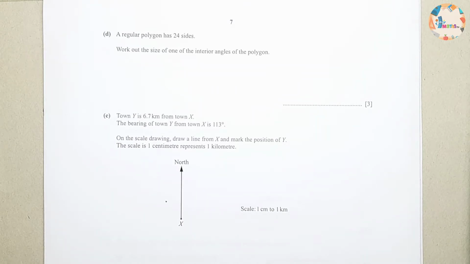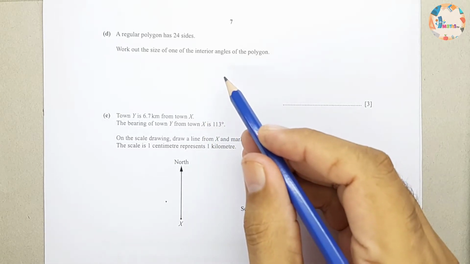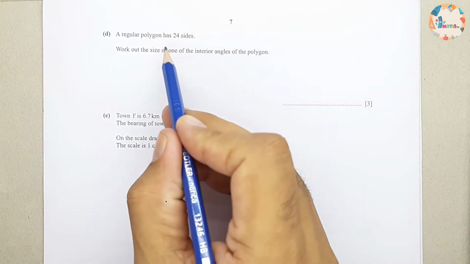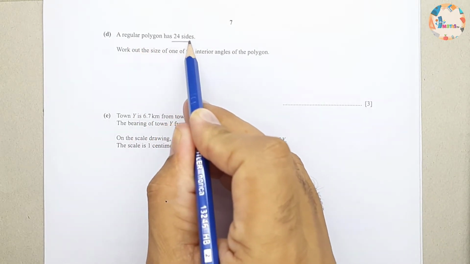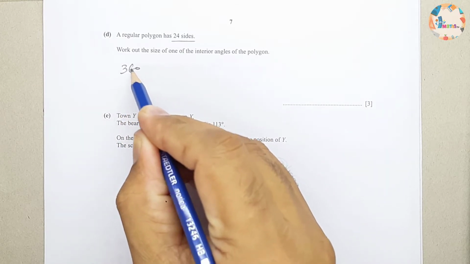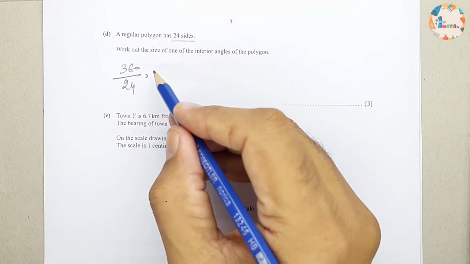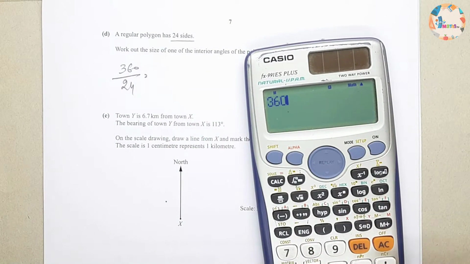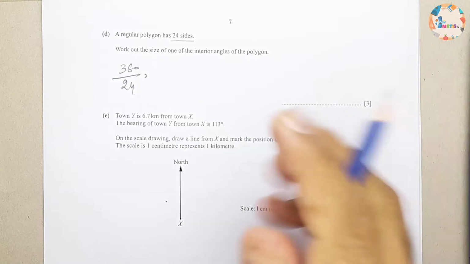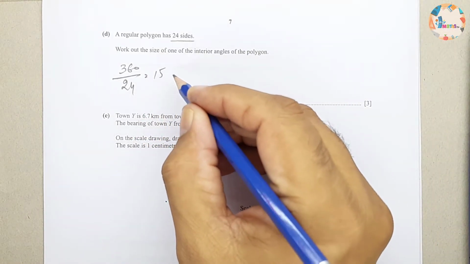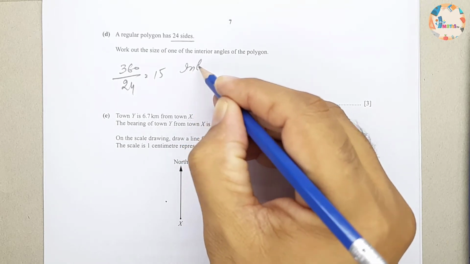Now same question but D part. A regular polygon has 24 sides. Work out the size of one of the interior angles of the polygon, and we know that the sum of exterior angles is 360. So 360 divided by number of sides will give us the exterior angle. So this will be 360 divided by 24, which is equal to 15. So 15 degrees is the exterior angle.